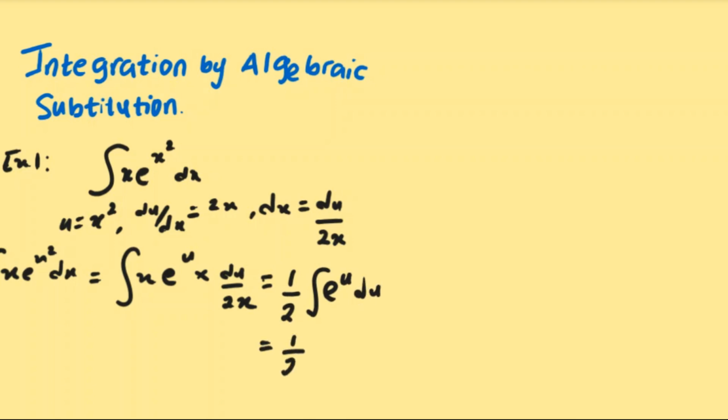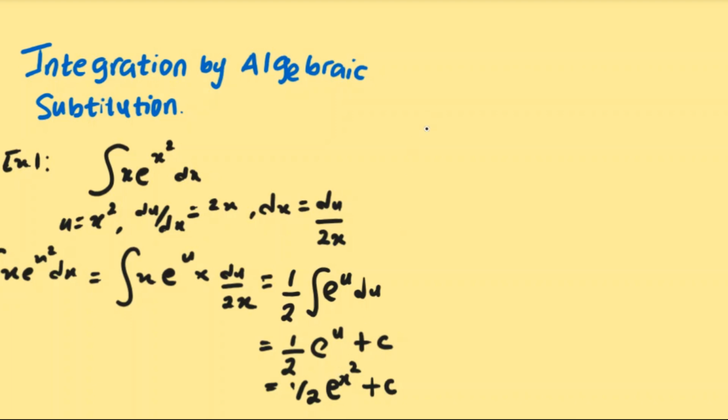So this will give us 1 over 2 integral. Don't forget, we can remove the integral. If you integrate e raised to power u, you're still going to get e raised to power of u plus arbitrary constant c. So therefore, this is 1 over 2 e raised to power, our u is x squared. 1 over 2 e raised to power x squared plus arbitrary constant c. That will be the final answer to that question.